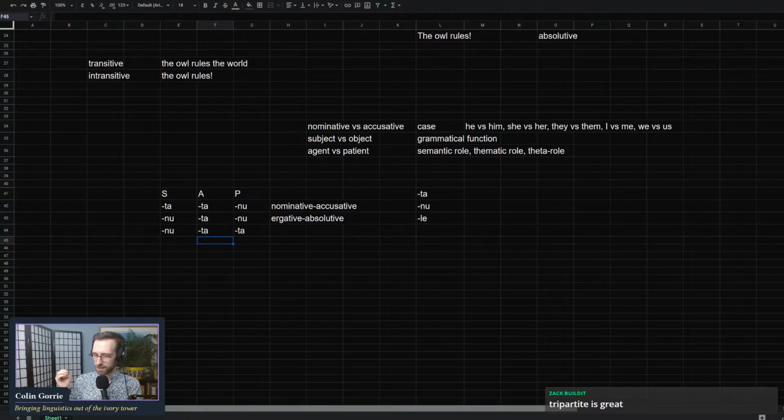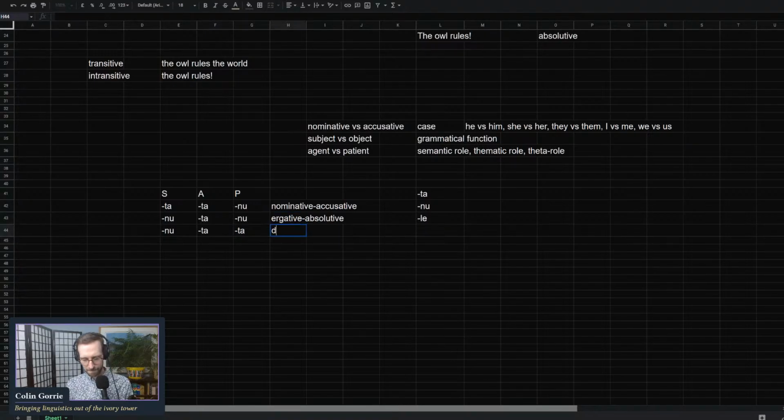All right, so I should warn you that that's ultra rare. This has been called double oblique alignment. But I wouldn't be surprised if it had like 50 other names because linguists love naming things. Double oblique.